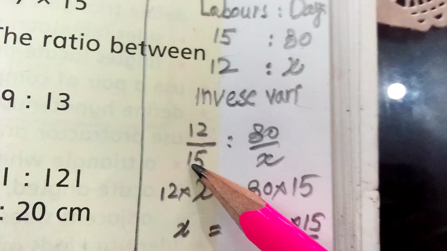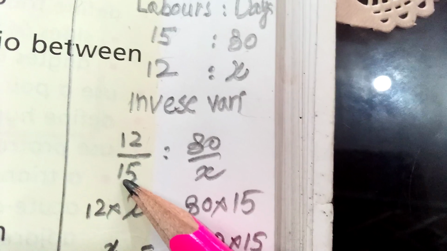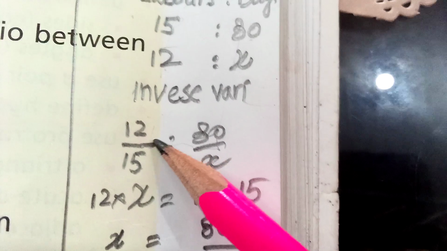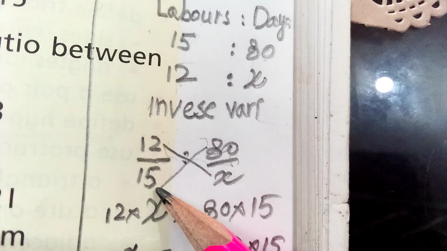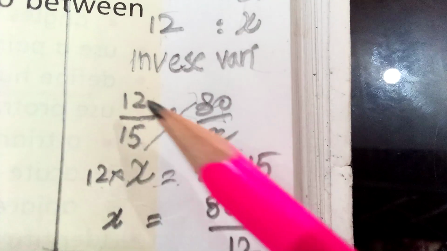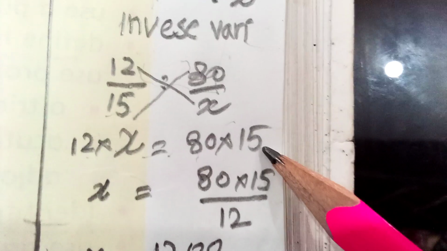This is a very important point. You have to keep it in your mind. And 80 upon x as it is. Now we have to do the cross multiplication. 12 times x equals 15 multiplied by 80, or 80 multiplied by 15.